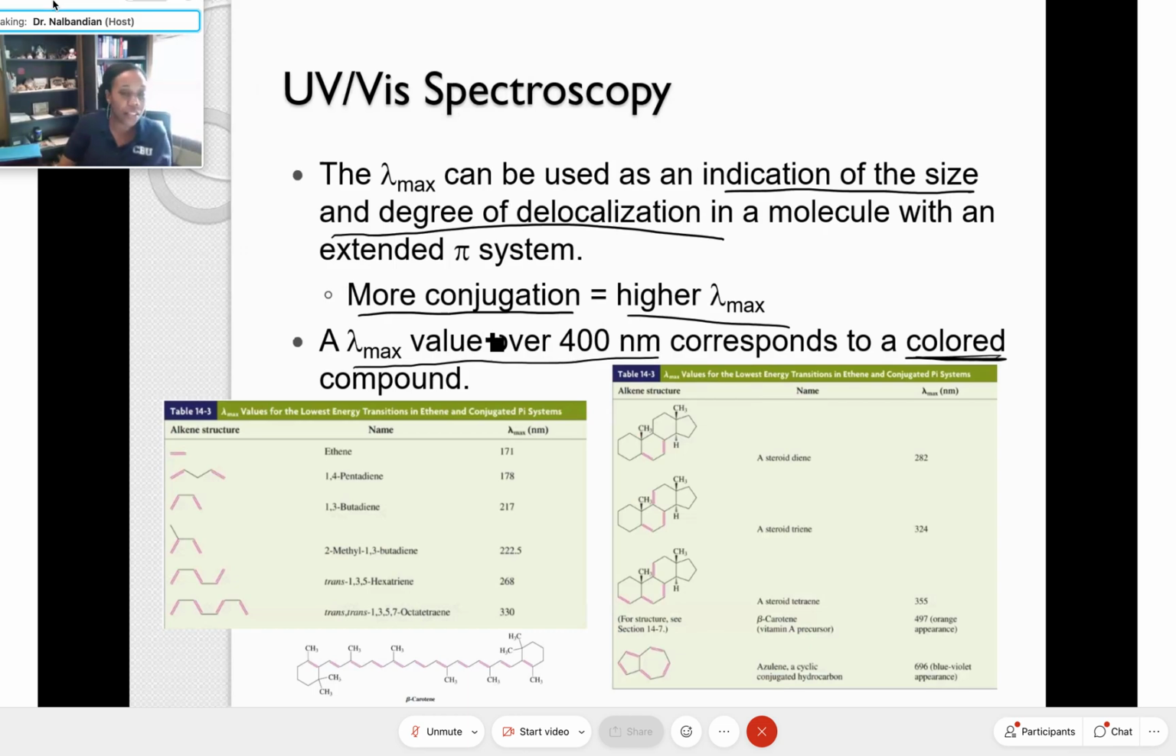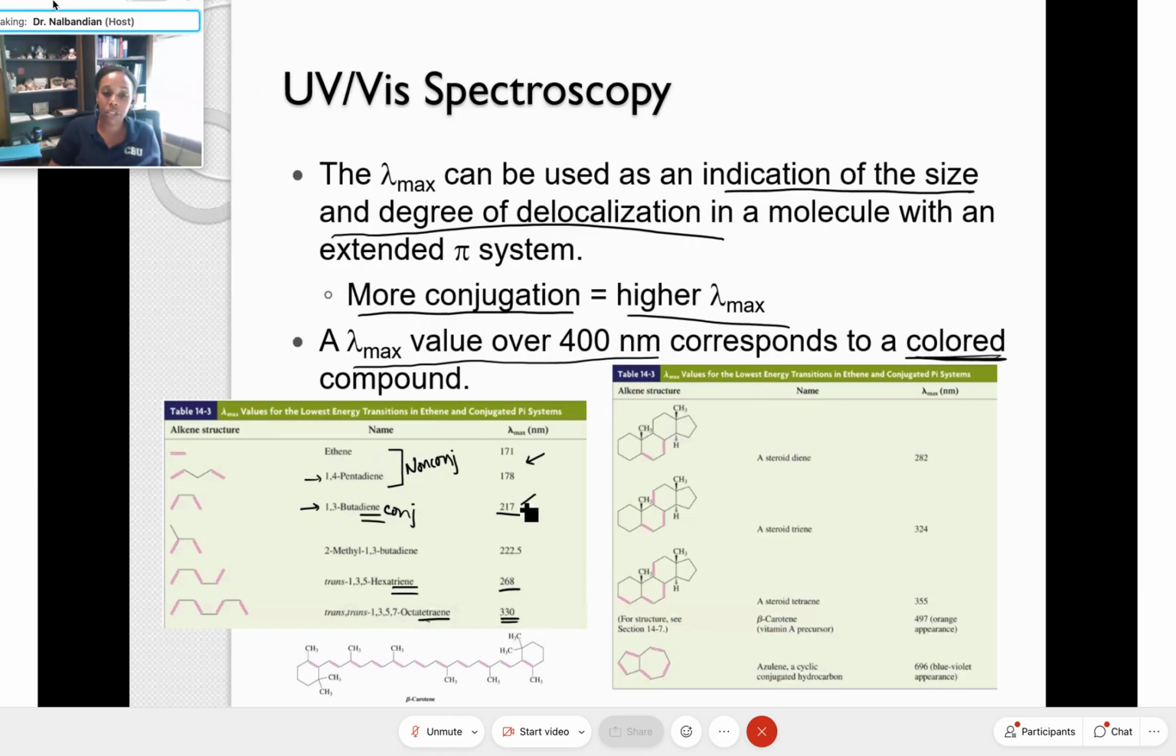So let's look at this table to see this trend. First we have these non-conjugated compounds, and remember, we're going from 200 to 800. Their lambda max is below 200, a very low value because they're not conjugated. But going from a non-conjugated diene to a conjugated diene, our lambda max is higher, 217. Going from a diene to a triene, it goes from 217 to 268. Tetraene, 330. More conjugation will increase your lambda max.